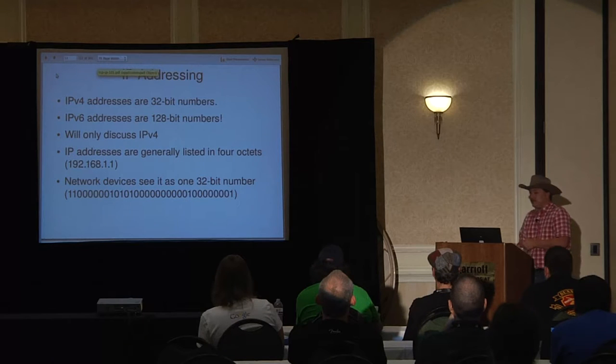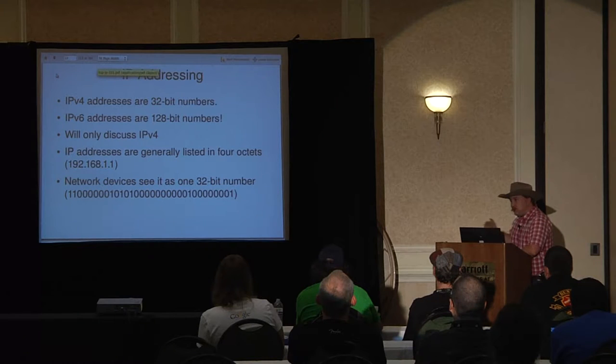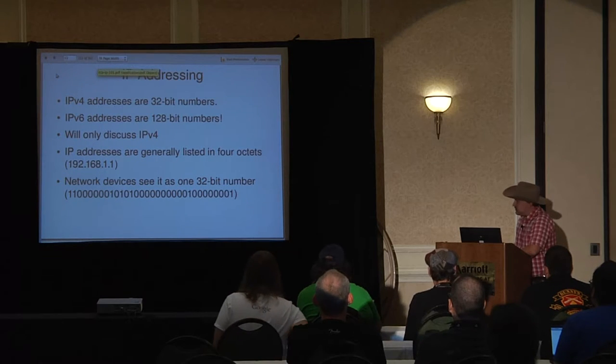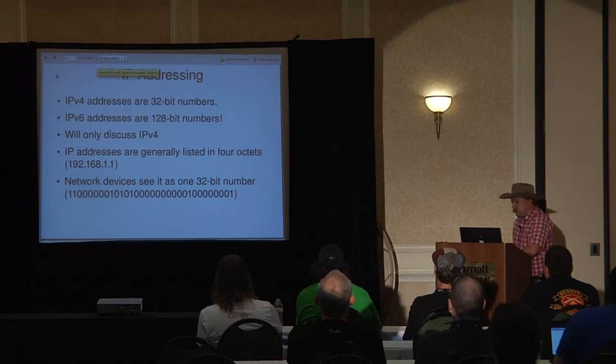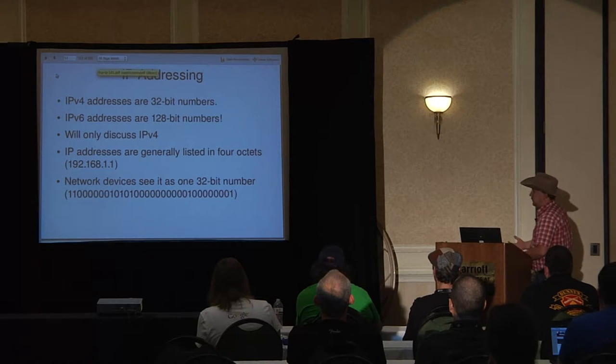Okay, let's look at IPv4 real quick. These are 32-bit numbers, 2 to the 32nd power. That's 4 billion something. It's a big number. IPv6 addresses are 128 bits. That's a honking big number, 2 to the 128th power. I would not have room on this slide to write that number. It's incredibly big.